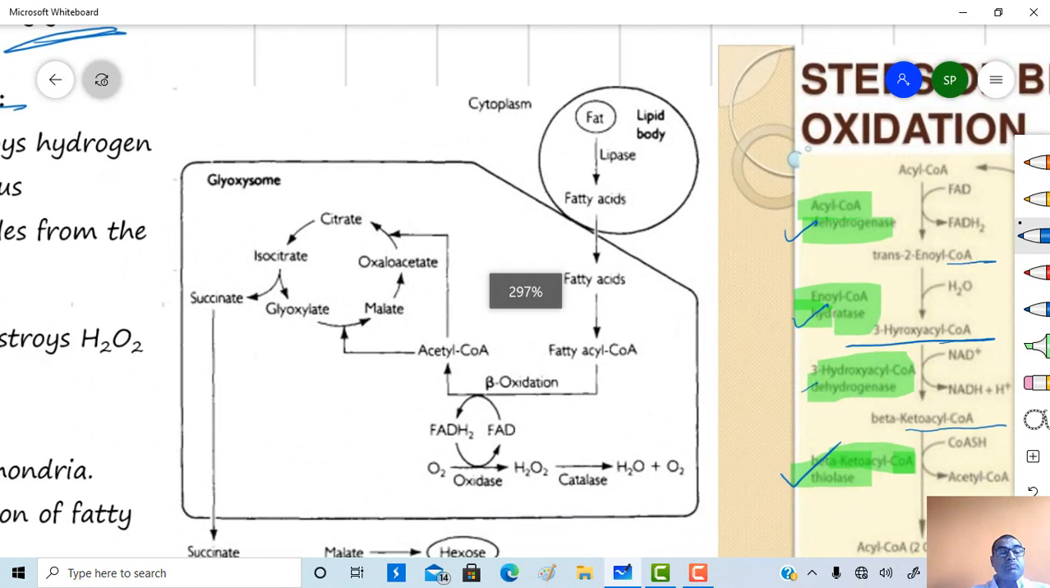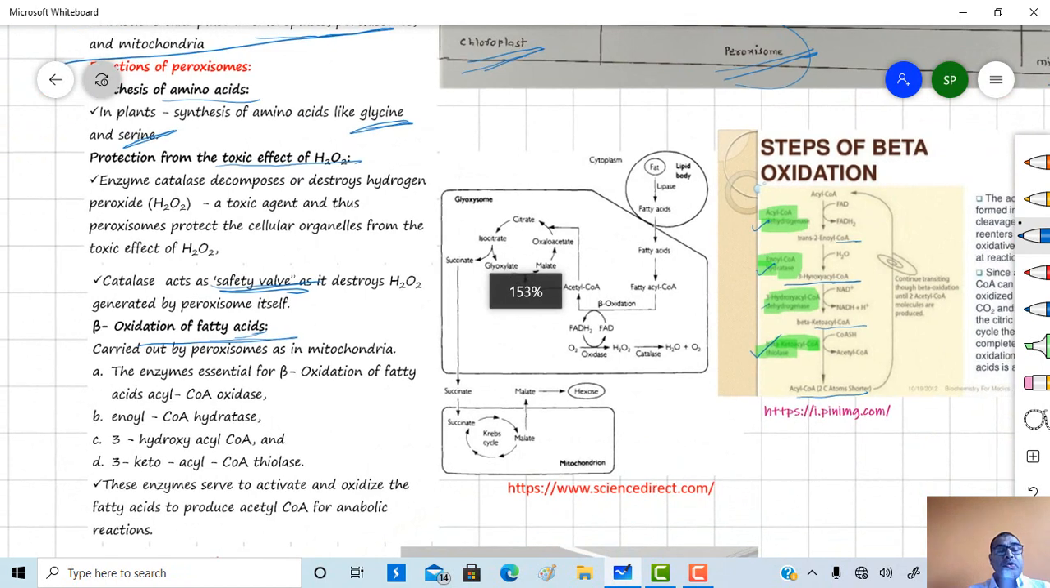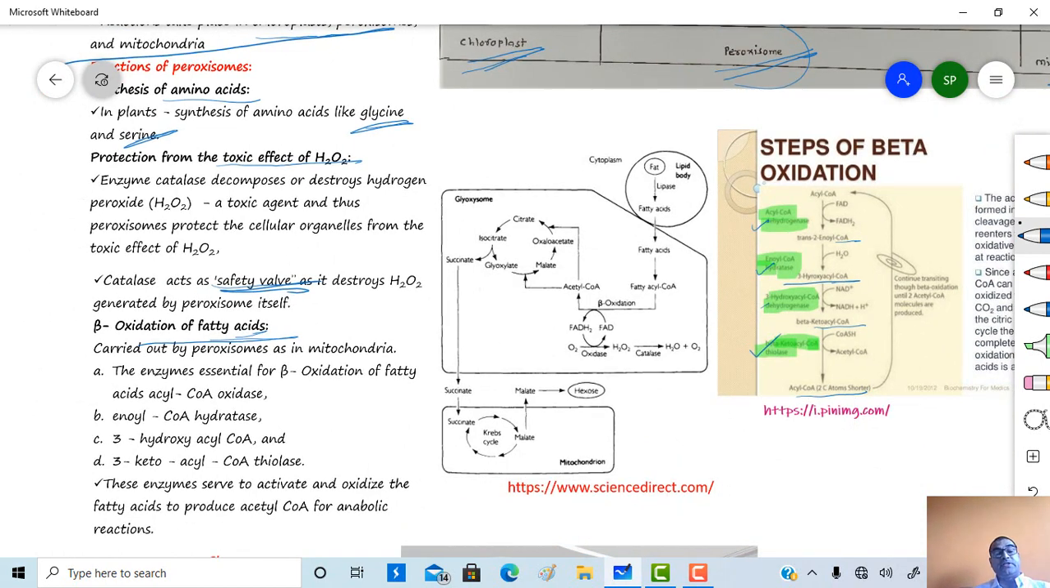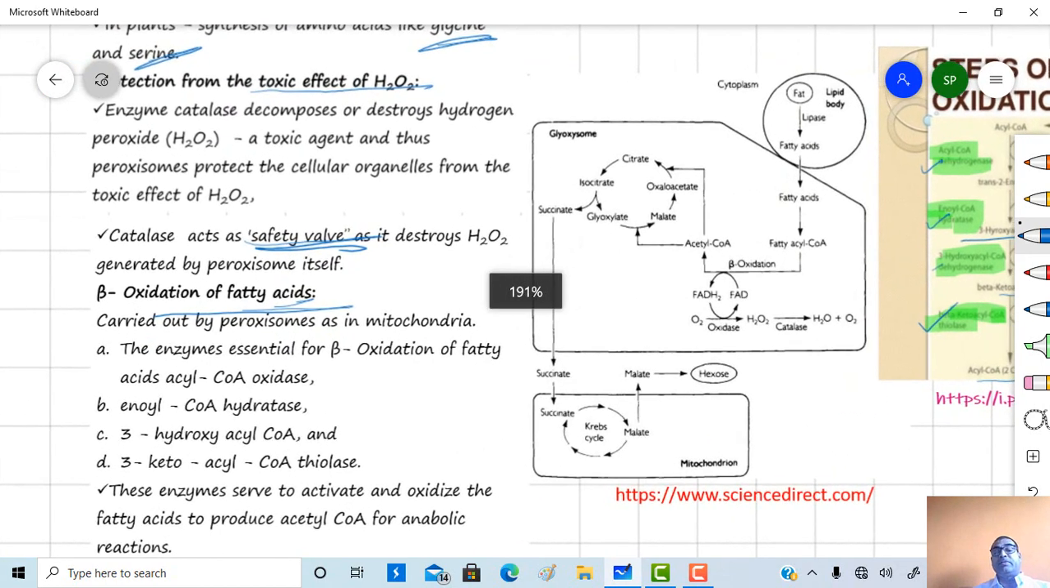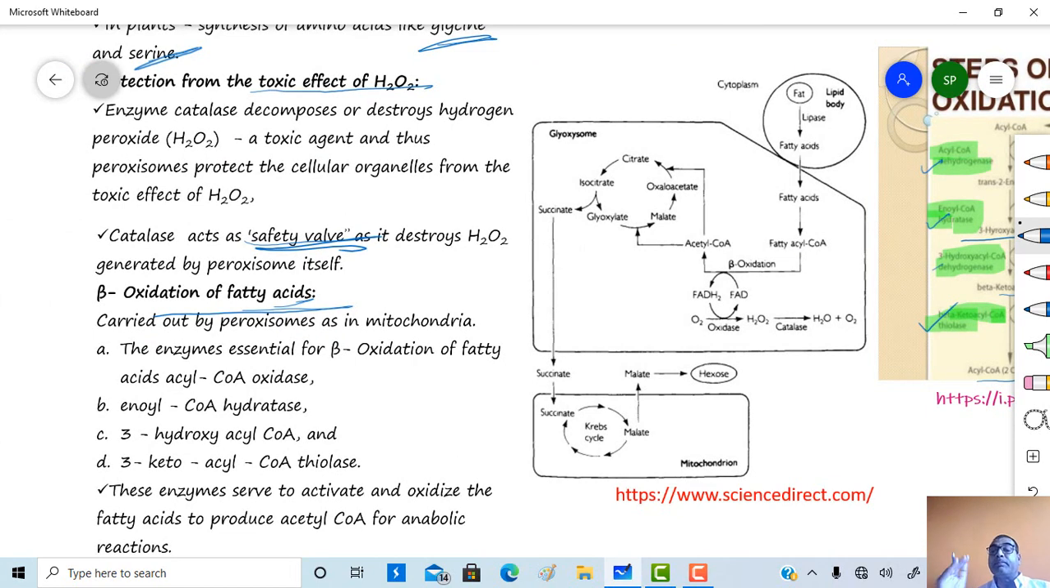So beta oxidation of fatty acids is carried out by the peroxisome as in mitochondria. This is a region of mitochondria. This is a glyoxysome. Okay.